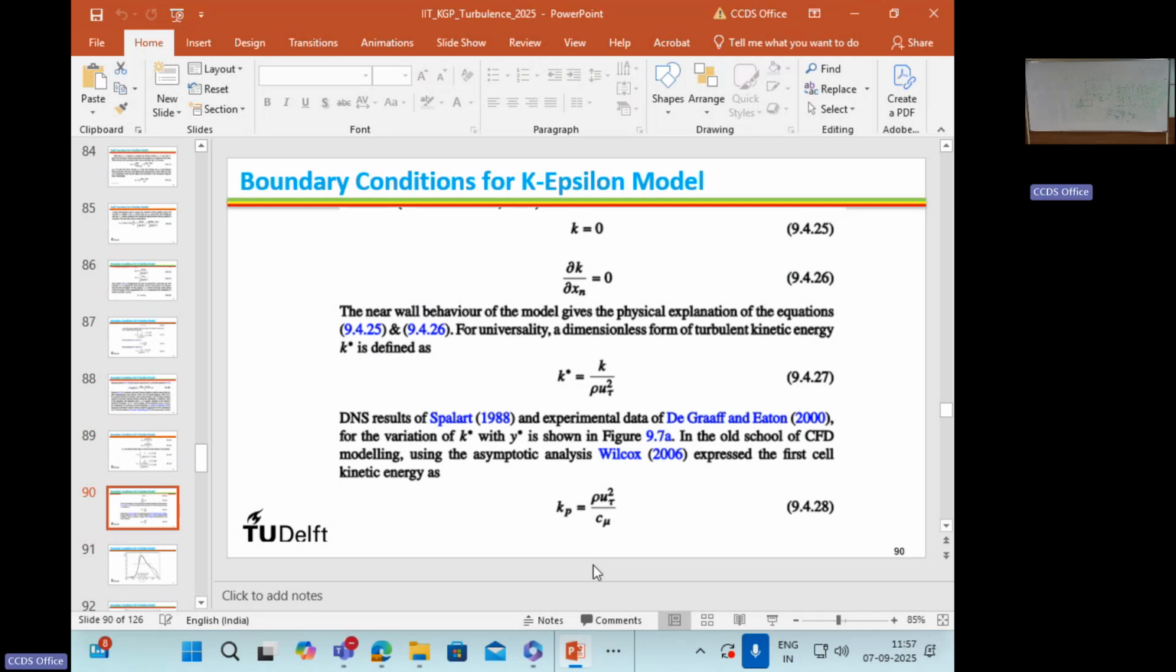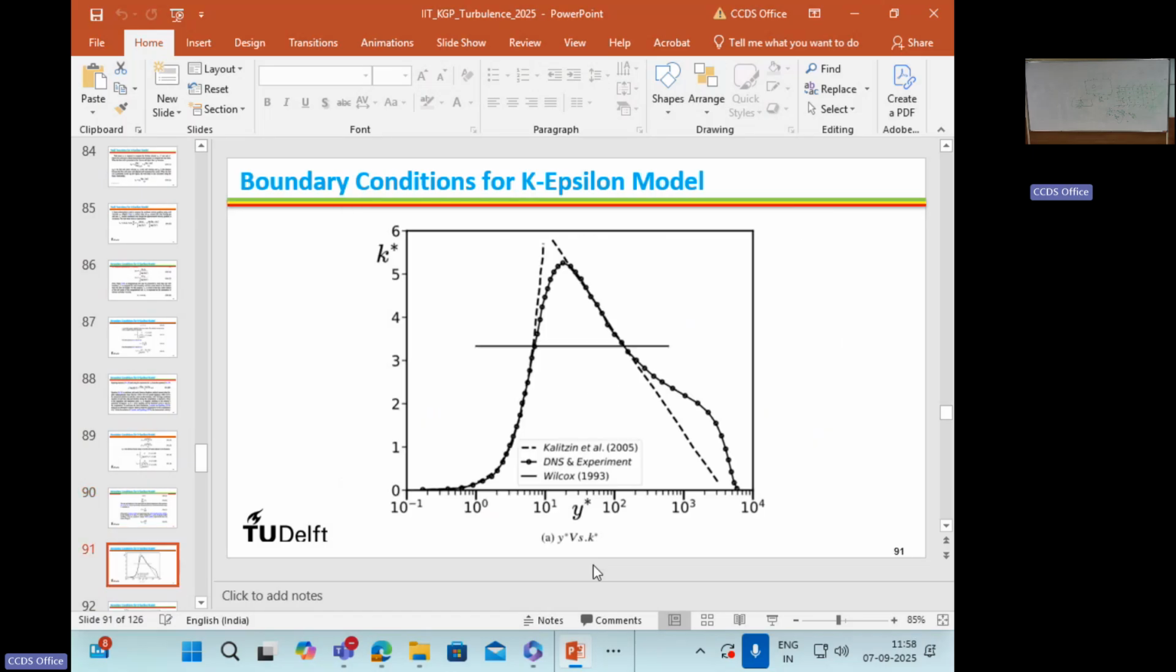So again, like the Y star and U star, we also have a K star, a non-dimensionalized version of K, right? Then how does it look? The K star versus Y star has some universal profile, right? Up to the linear layer, up to 5, they follow a curve like this. In the log layer, they follow a curve like this, where there is some deviation. You find it in the DNS data.